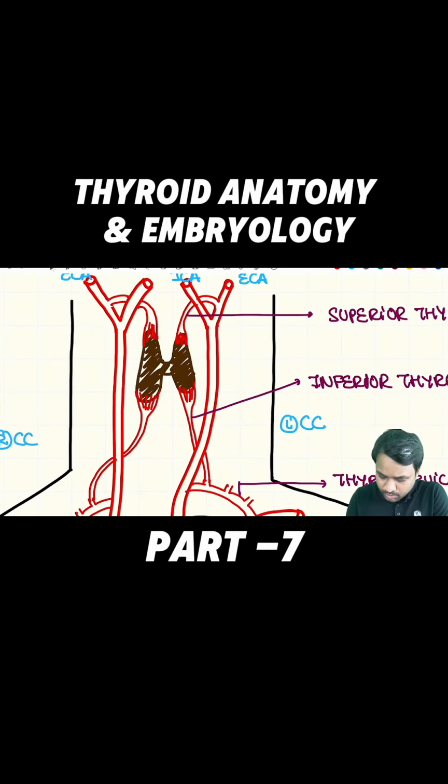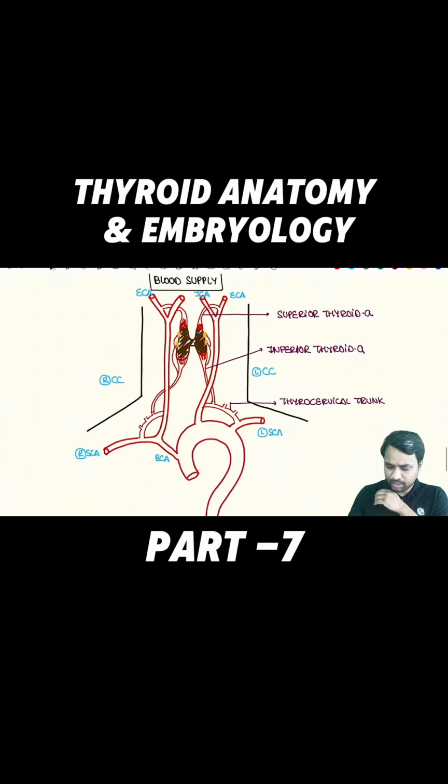Now, an interesting thing about this is you will notice that there's a paired gland on the posterior surface of the thyroid gland. These are your parathyroid glands. The blood supply to the parathyroid glands is derived from the inferior thyroid artery. I'm not saying always, but you'll find 80% of the supply comes from the inferior thyroid artery, right?